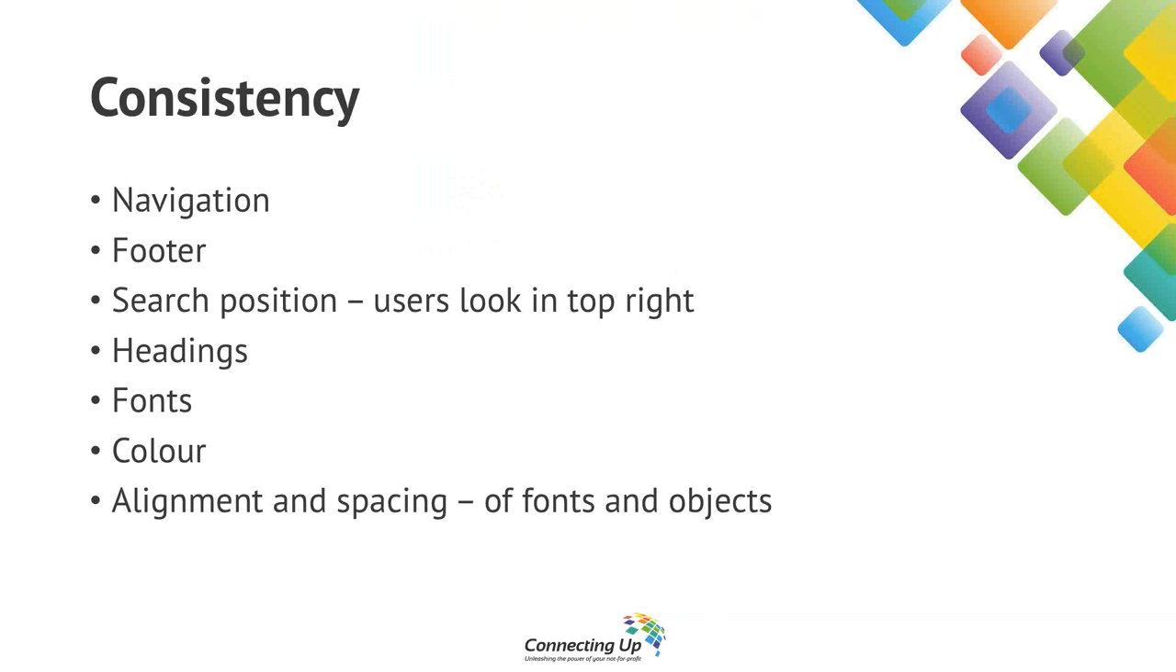We're going to talk about headings in a lot more detail in Friday's SEO webinar, but headings, font, color, and alignment and spacing of fonts and objects, those things should be consistent across your website. And if you're using a content management system, that's a lot easier to achieve because you've got a central design, but also those things should be consistent with your branding as well, so that people know that it's your website and they don't get there and get a completely glaring experience.